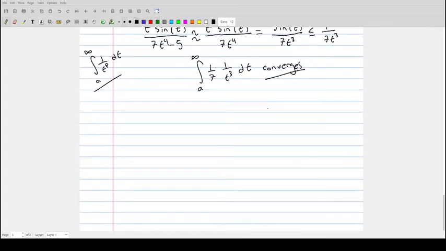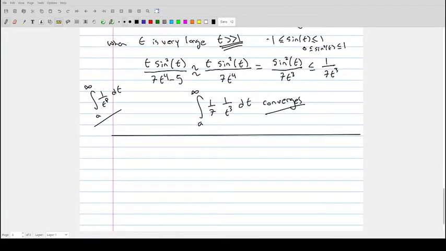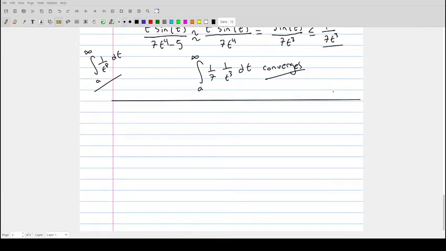So this is why this is step 0, because it tells us exactly what we should do. It tells us that the function that we should use for our comparison function in the direct comparison test is this 1 over 7t cubed, and it also tells us that we expect our improper integral to converge.